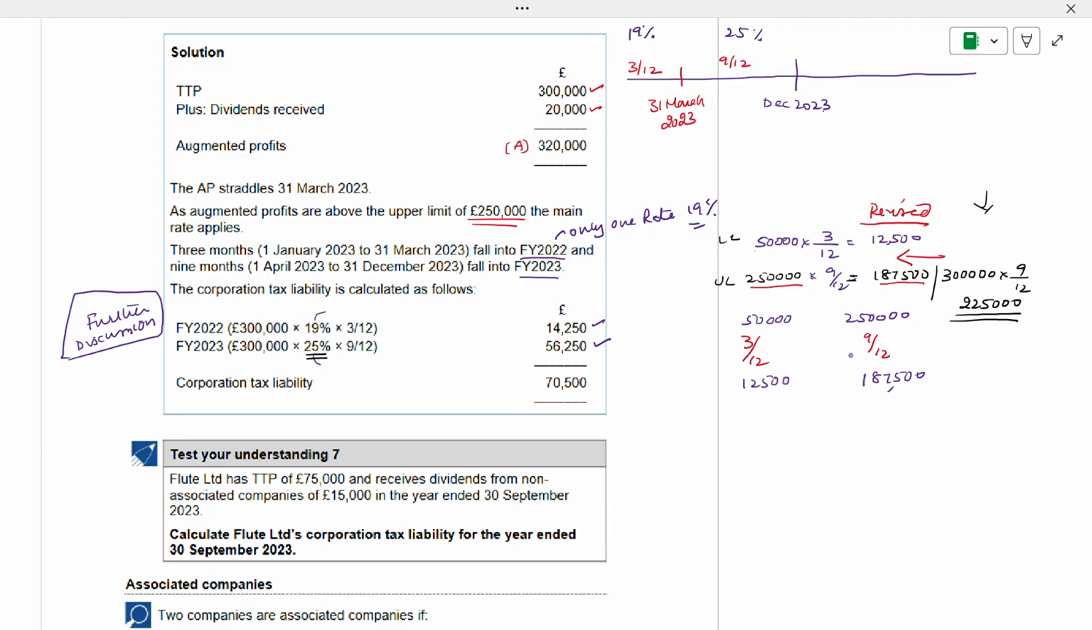But the question shows, okay, upper limit is 250,000, and then they are calculating based on that. If it is 250,000 also, we have to divide the taxable trading profit for 9 months, which will be 225,000. So in that case, there is a marginal relief, right? It is coming between the 50,000 and 250,000 if the upper limit is taken as 250,000.